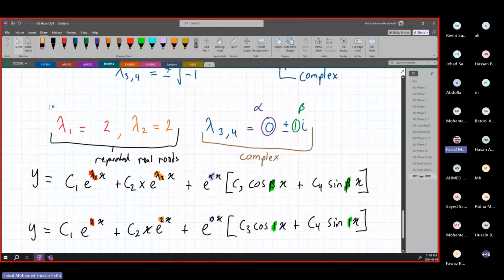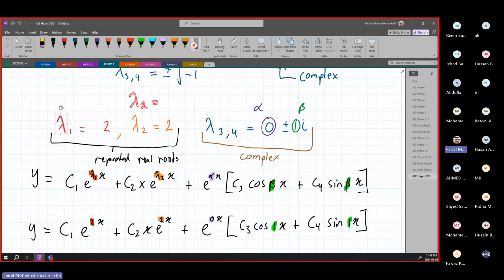Okay, so the question was, what if lambda 2 was equal to 1? If it is equal to 1, you're not going to put the x here. This is just going to be C2 e to the power. It's going to be a normal distinct root. These are going to be different roots than each other. So what you're going to be doing is putting C2 e to the power of lambda 2 x.